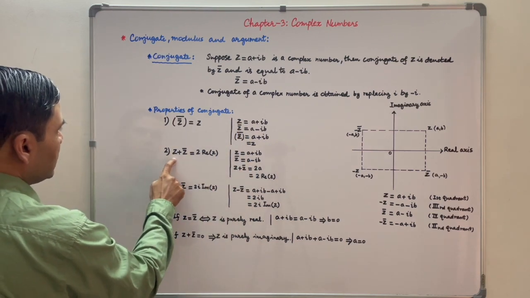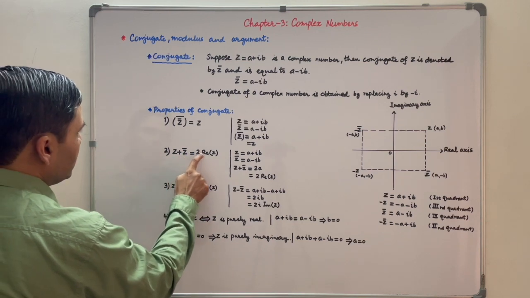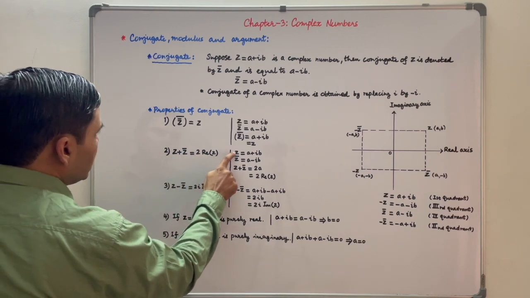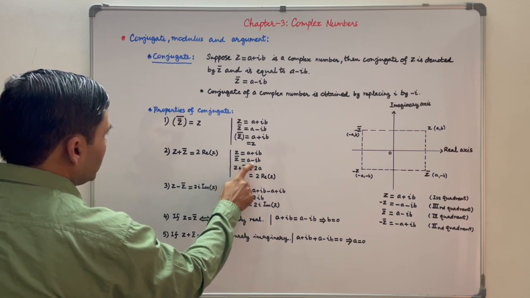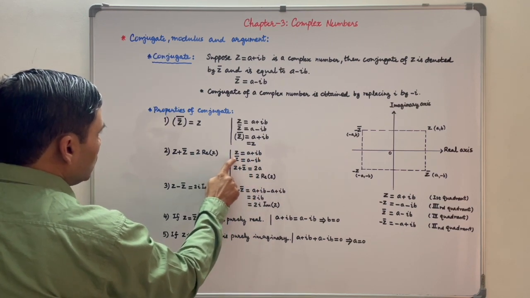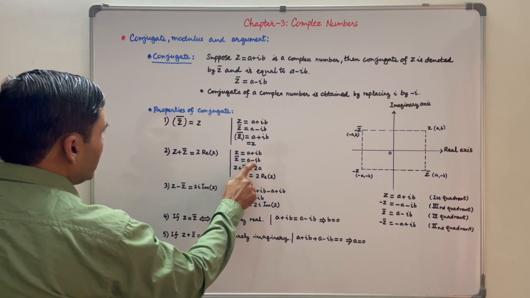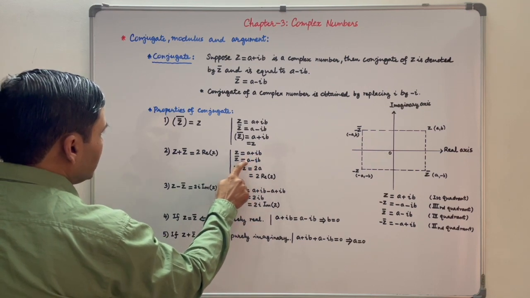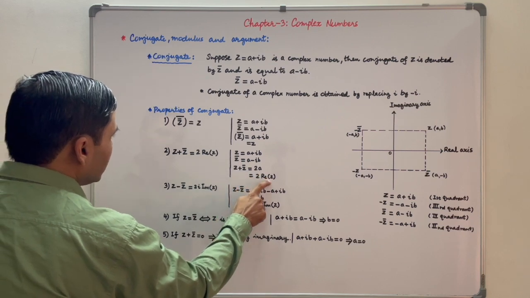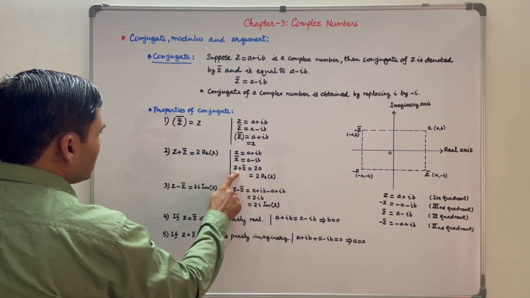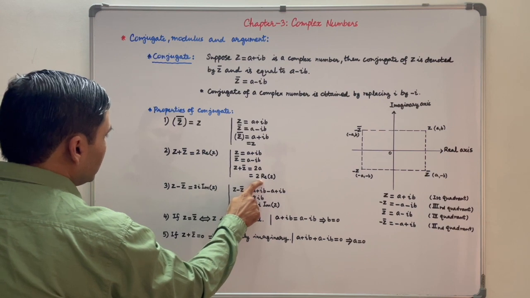So bar of Z bar is equal to Z. Second property: Z plus Z bar is equal to 2 times real Z. Suppose Z is equal to A plus iB, so Z bar is equal to A minus iB. When we add these two, plus iB and minus iB get cancelled. A plus A is equal to 2A, and that is equal to 2 times real Z. So Z plus Z bar is equal to 2 times real Z.